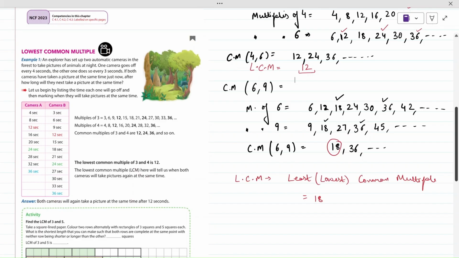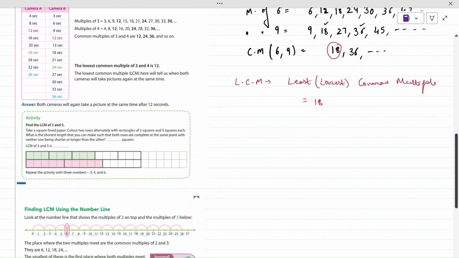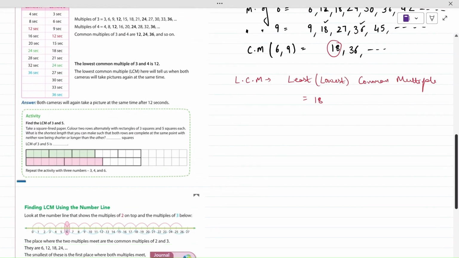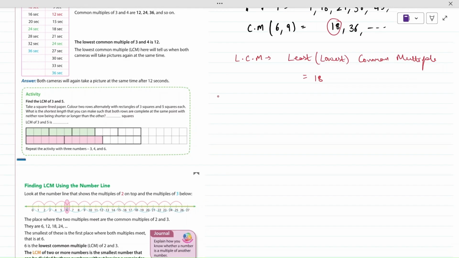Now let us pick a few more questions on LCM. Before this I want to give you some easy questions. The LCM is denoted by L.C.M. Let us find the LCM of the numbers 5 and 10.